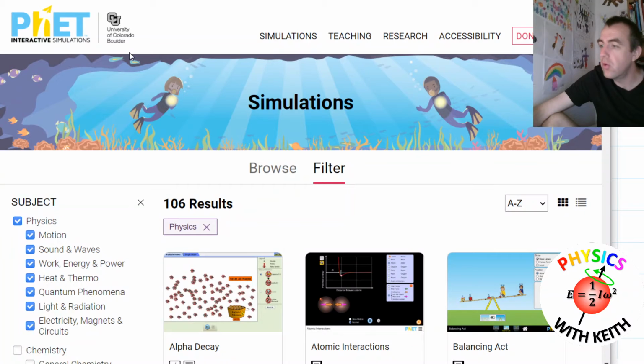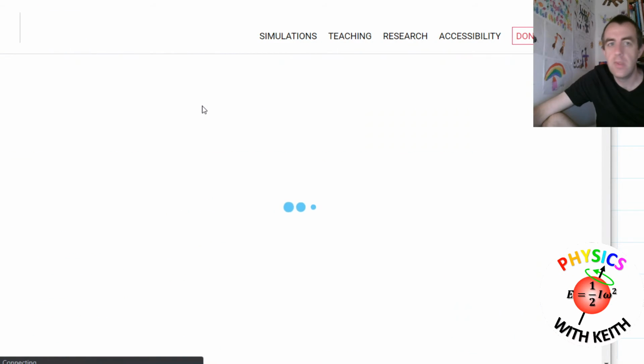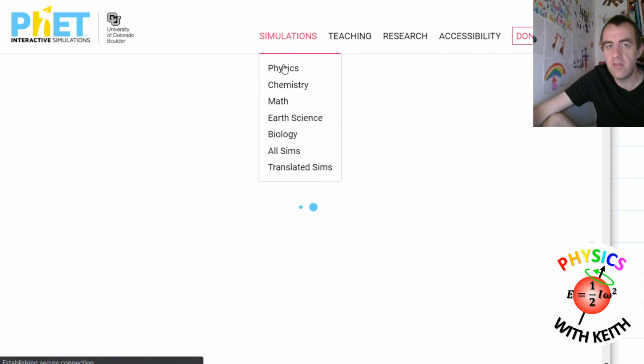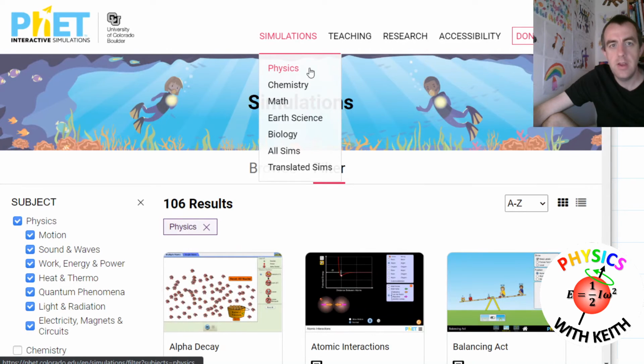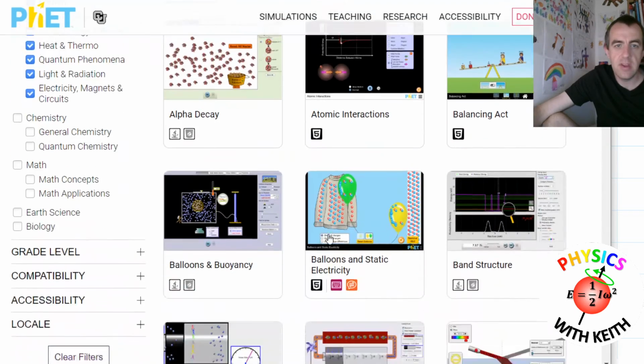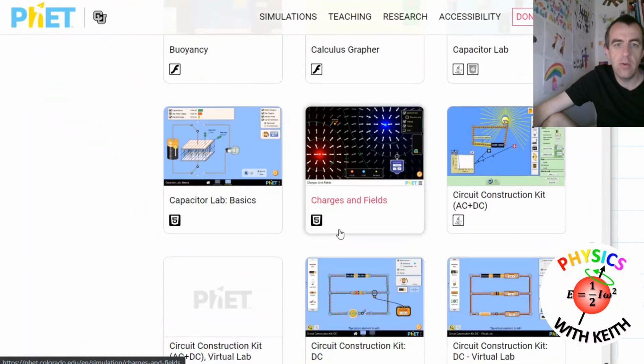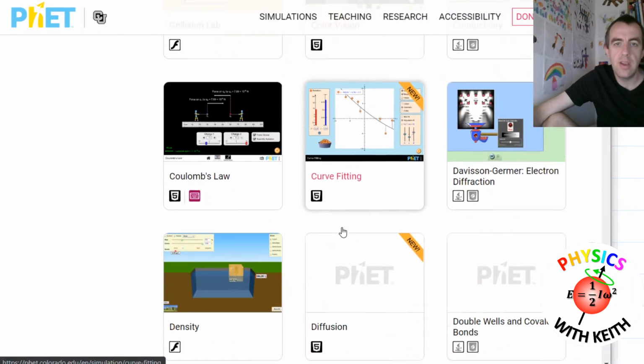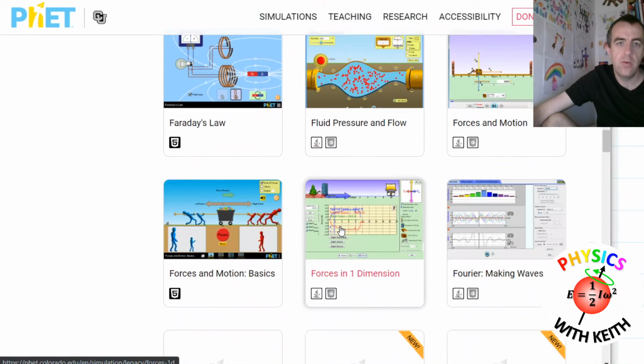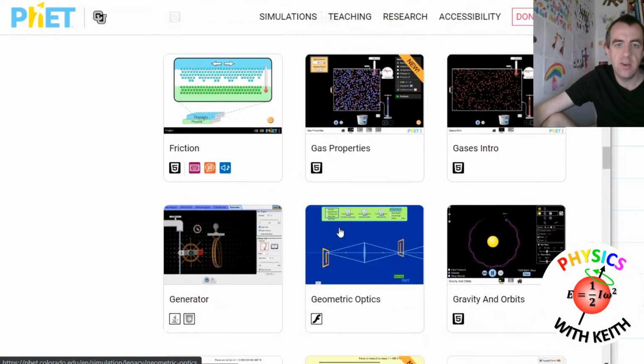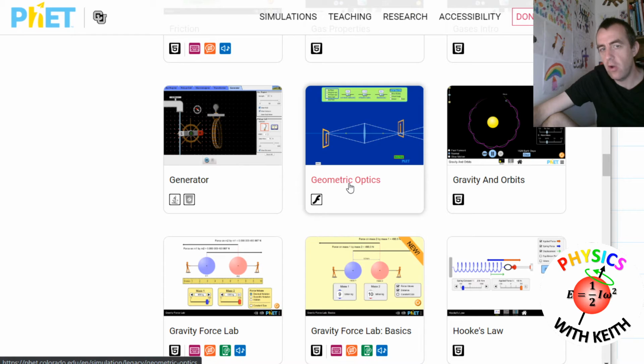Now if you do a Google search for a website called PhET, I think that's how people pronounce it, P-H-E-T, you'll find this website. And you might have to click simulations for that to come up. Under simulations, you can click physics. And when you're on the physics simulations page, you want to scroll all the way down to the one on lenses. I mean, it might be quicker just to search for it, but it's called Geometric Optics, and you want to load that one up.